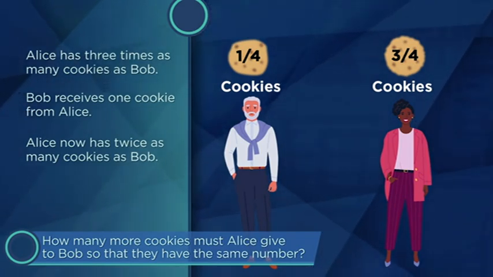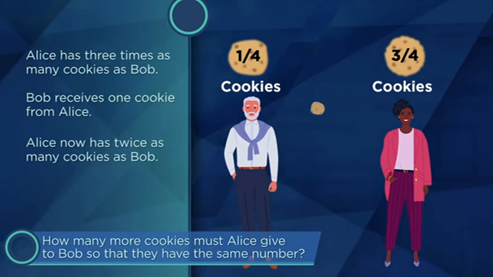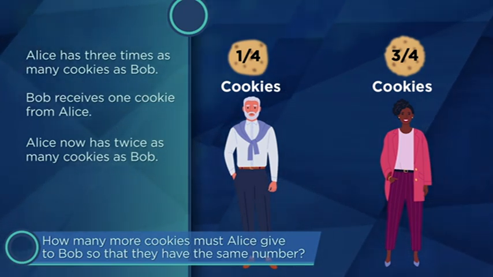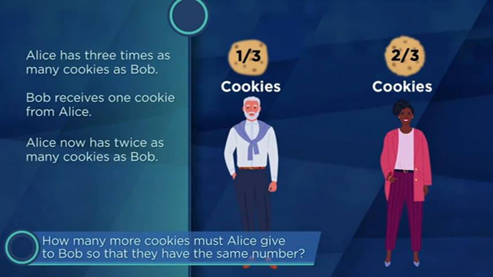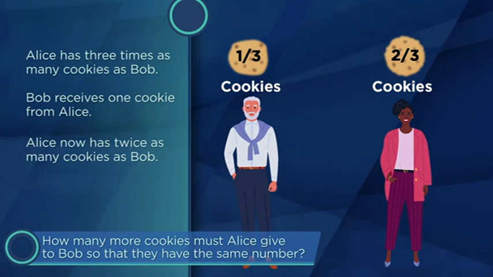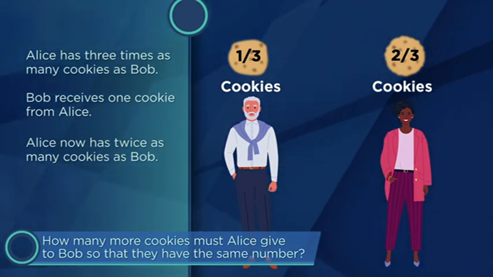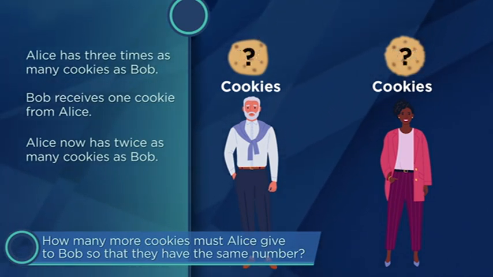Likewise, after Alice hands over one of her cookies, thereby producing a situation in which she has only twice as many cookies as Bob, we can say that Alice now has 2/3 of the cookies compared to Bob's 1/3. Reasoning as before, if Alice has twice as many cookies as Bob, then 2 out of every 3 cookies are hers and 1 out of every 3 is Bob's.